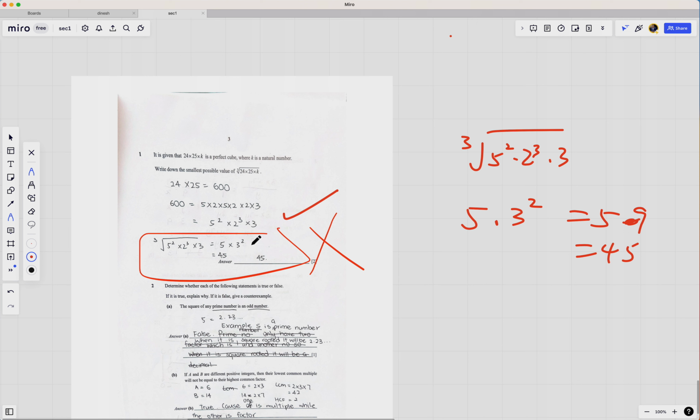So you shouldn't write equal. It's not equal. Okay? So you just do it this way, can already. Or you can use, in order to be a perfect cube, then you write this down.